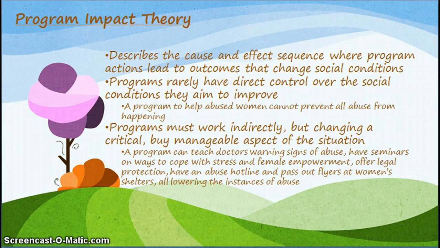For example, they can do stuff like teach doctors warning signs of abuse, have seminars on ways to cope with stress and female empowerment, or offer legal protection to battered women, or have an abuse hotline, or pass out flyers at women's shelters. And all those things will work to lower instances of female abuse, but it doesn't mean that it'll be 100% solved.